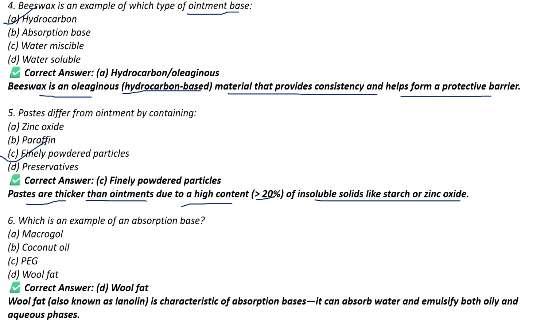ointments. So moving on to the next question: which is an example of absorption base? Among the four given options, which is an example of absorption base? Options are macrogol, coconut oil, PEG that stands for polyethylene glycol, or wool fat. Wool fat, also called lanolin, is a characteristic of absorption bases, and it can absorb water and emulsify both oily and aqueous phases. So we can say option D, that is wool fat, is an example of an absorption base.